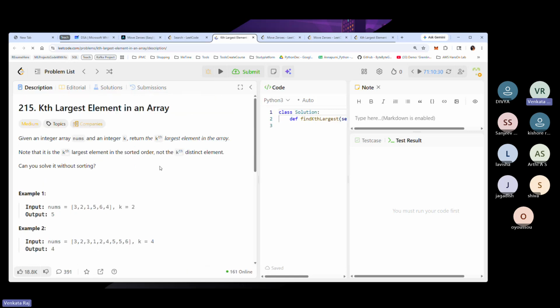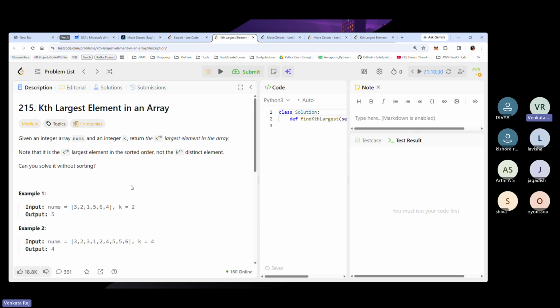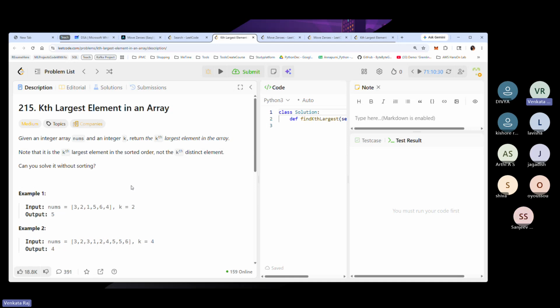The next question is to find the kth largest element in an array. So what does kth mean? Maybe I can say first largest element in an array, second largest element in an array. Usually it was first and second. Later the interviewers started asking third, fifth, all those things. So instead of first, second, let's solve it for kth.